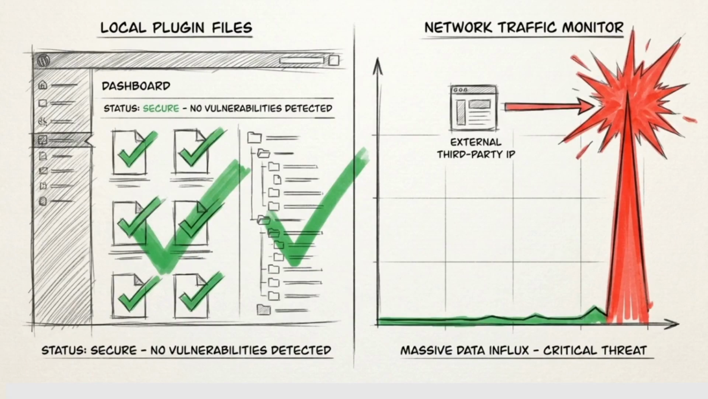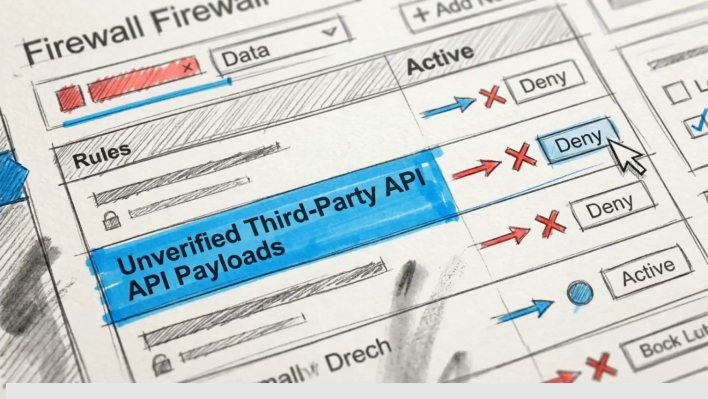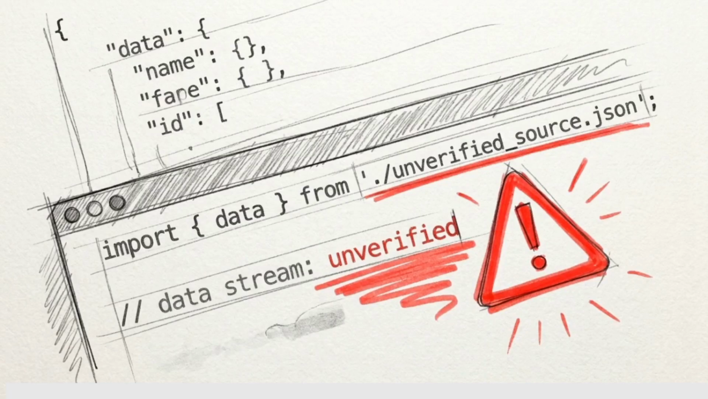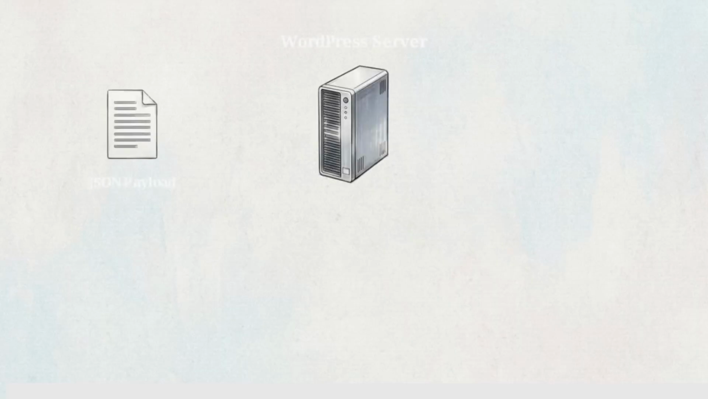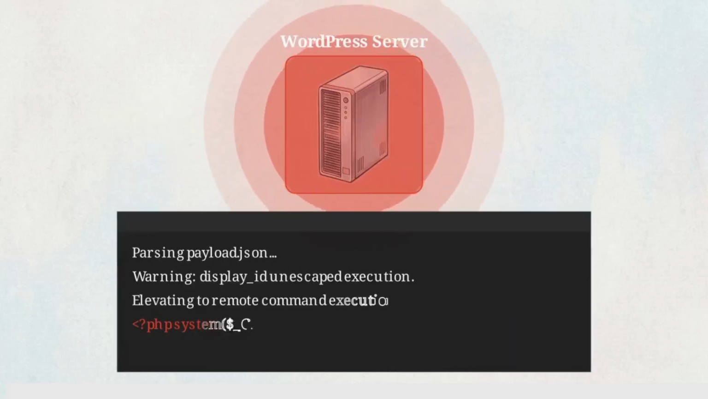Auditing local code repositories is no longer a complete defense. Security teams must enforce strict content security policies on all third-party API integrations. As long as internal administrative components blindly trust and parse remote data streams without sanitization, a JSON dependency is a direct vector for remote code execution.